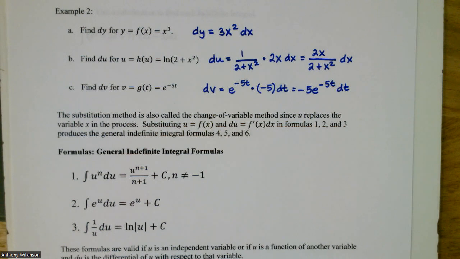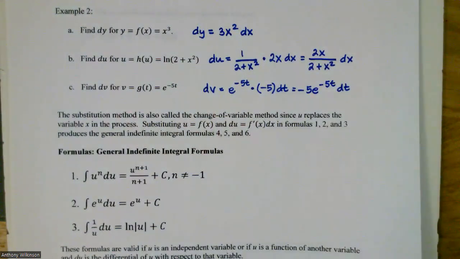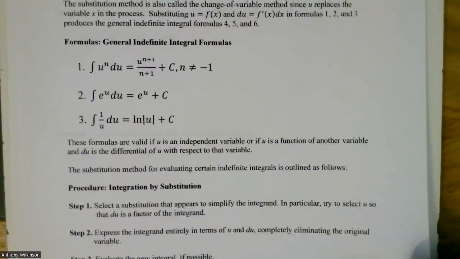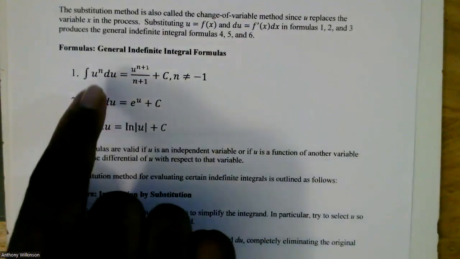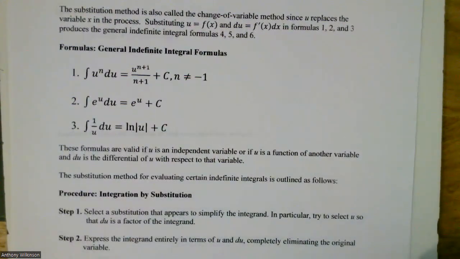Okay, now the substitution method is also called the change of variable method since u replaces the variable x in the process. Substituting u equal f of x and du equaling f prime of x dx in formulas 1, 2, and 3 produces the general indefinite integral formulas 4, 5, and 6. And forgive me for not having these numbered correctly. But these are the general indefinite integral formulas using a u substitution, as I call it.